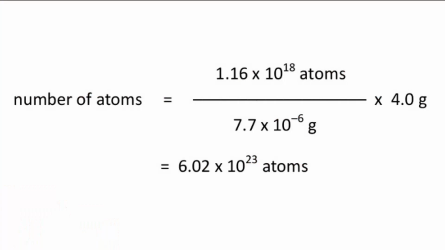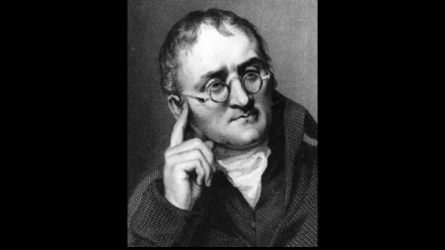If 7.7 x 10^-6 grams of helium contains 1.16 x 10^18 atoms, how many atoms are contained in 4 grams of helium? Well, when you do the maths, it works out at 6.02 x 10^23 atoms. This number is called Avogadro's number, in recognition of the work done by the Italian scientist Amedeo Avogadro.